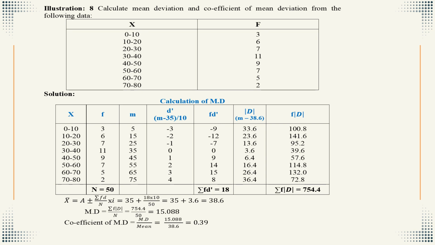Then modulus D should be multiplied with the frequencies. The frequency is in the second column. So 3 into 33.6 is 100.8. 6 into 23.6, 141.6. 7 into 13.6, 95.2.